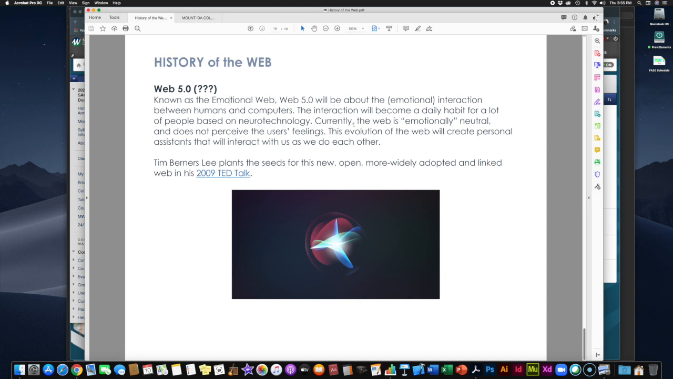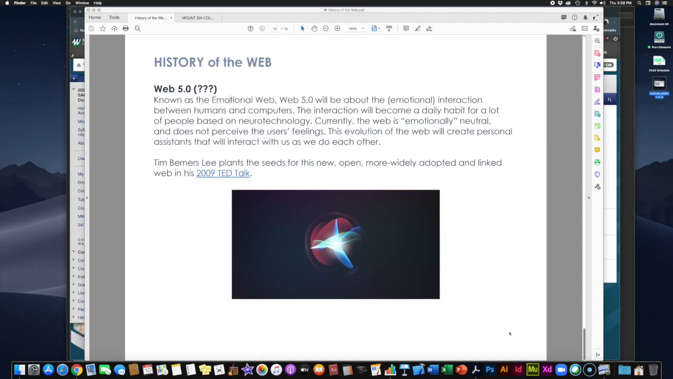So currently the web is emotionally neutral. The majority of the places we go on the web do not have an opinion about us or what we're doing. You can talk to Siri or your digital assistant, Alexa or whatever, and you can ask it to do things for you. And of course, it will give you information and it will do things for you. But that doesn't necessarily mean that Siri or Alexa cares about you or has any information that will be useful to you simply by interacting with you.